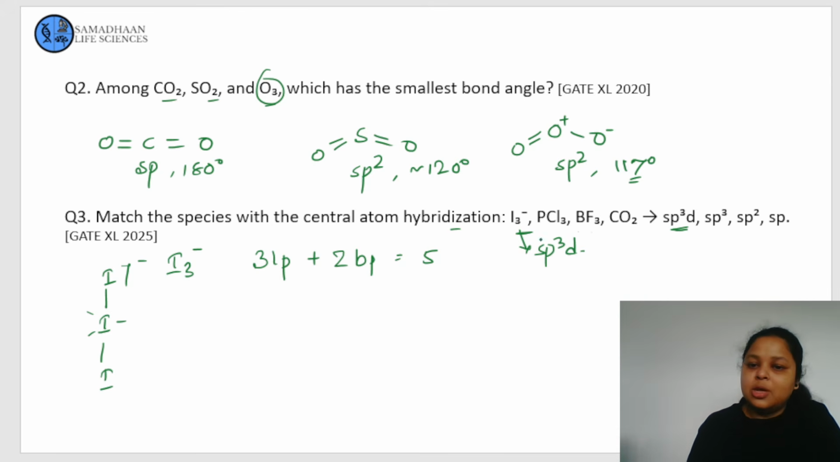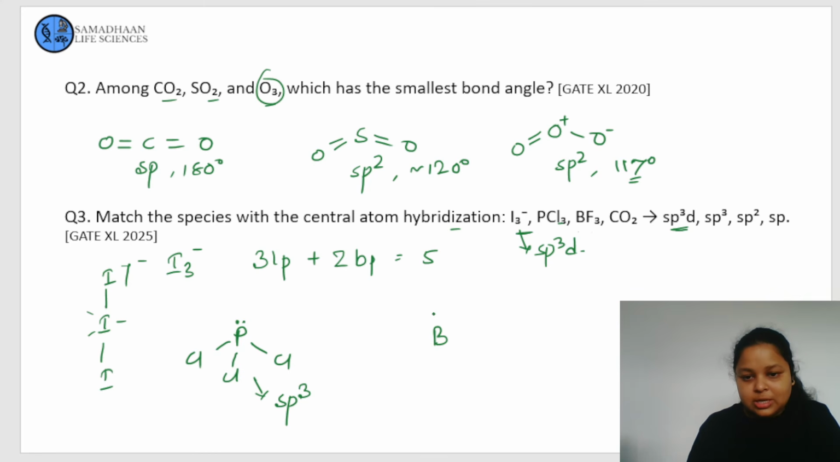Next molecule is PCl3. Phosphorus has one lone pair and three phosphorus chlorine bonds. So PCl3 is sp3 hybridized, and then BF3 is sp2 hybridized, the central atom boron, and for CO2 carbon is sp hybridized.